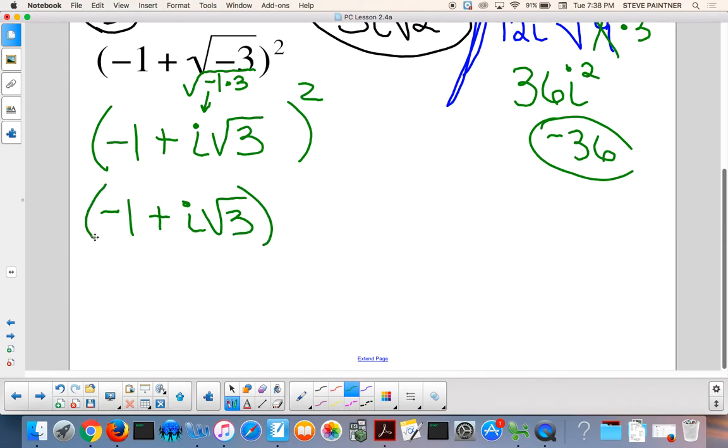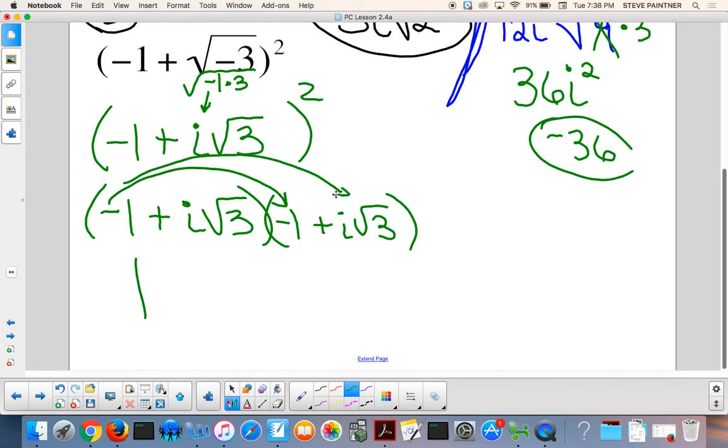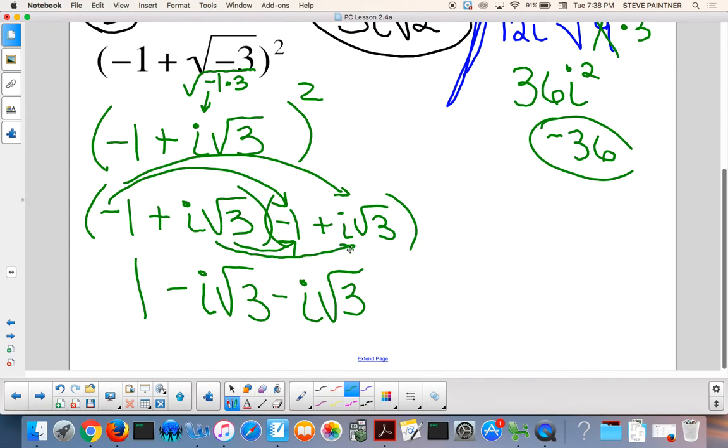This, take it times itself. -1 plus i square root of 3. Okay? FOIL it out and you get this 1, this -i square root of 3. Inside is -i square root of 3. Last times last is what? i times i is i squared. Square root of 3 times square root of 3 is square root of 9.